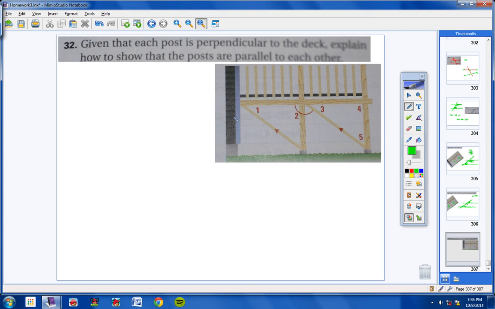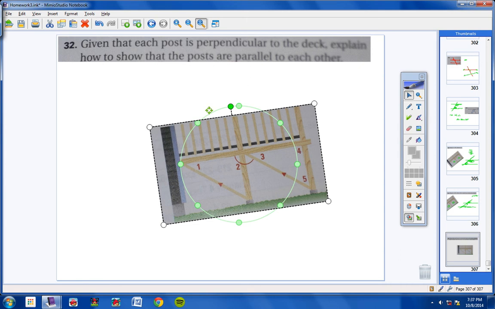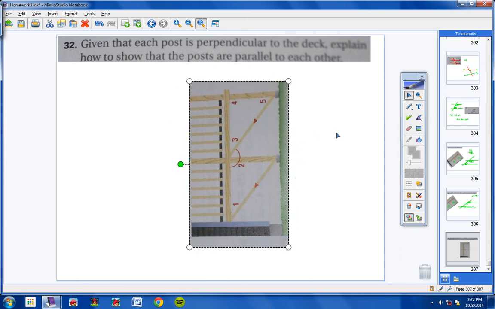Okay, given that each post is perpendicular to the deck, explain how to show that the posts are parallel to each other. Well, they want us to explain how these posts here are parallel. So if I'm going to be dealing with those two lines and proving they're parallel, I'm going to turn this so that my two potential parallel lines are horizontal. So there we go.